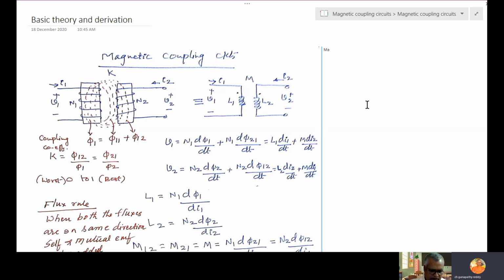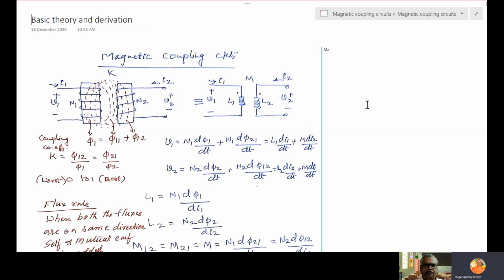Okay, we'll study magnetic coupling circuits. This is very interesting and one of the important topics. There are two types actually. Basically, how a magnetic circuit is coupled with the other one is called a magnetic coupling circuit.